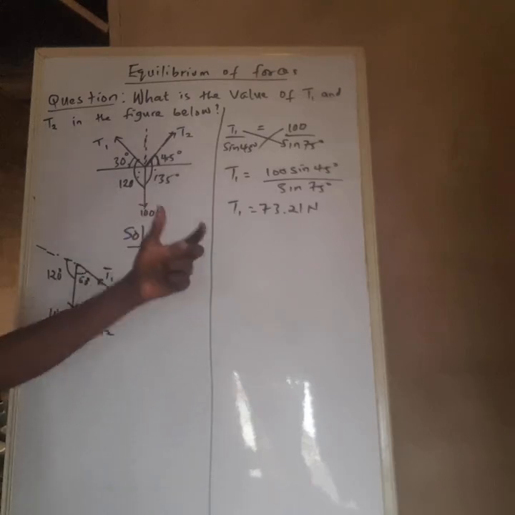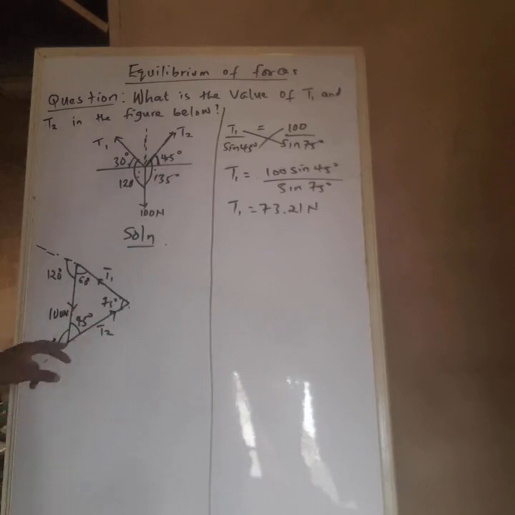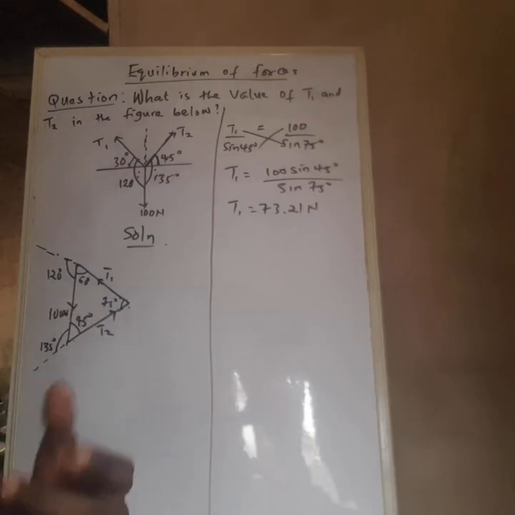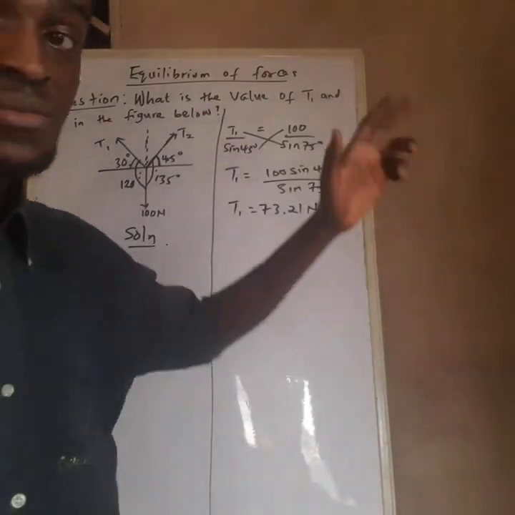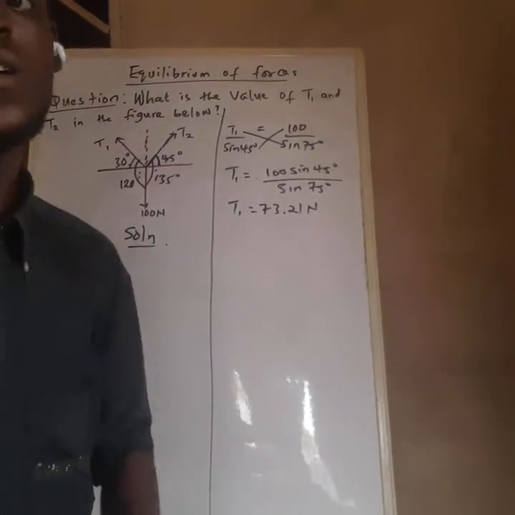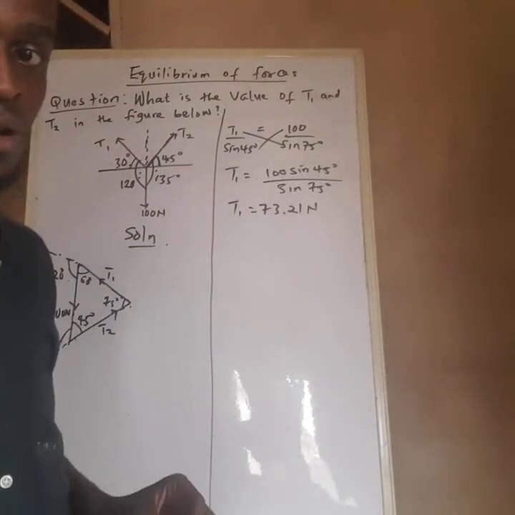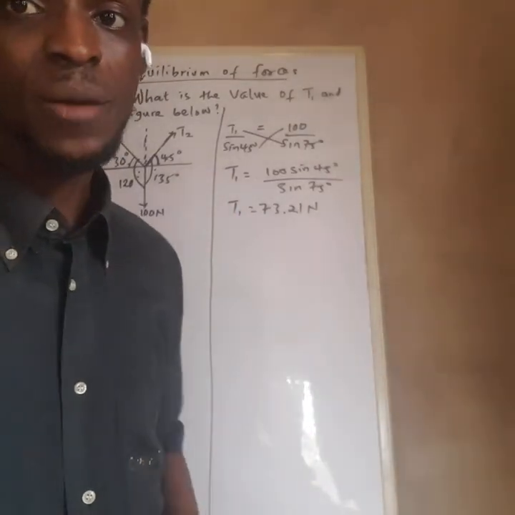Alright, to find T2, you will follow the same procedure. It will be T2 over sine 60 degrees equals 100 Newton over sine 75 degrees. When you follow the same step-by-step procedure, you will get the answer for T2. All right, you can try that yourself. It's a very simple question.